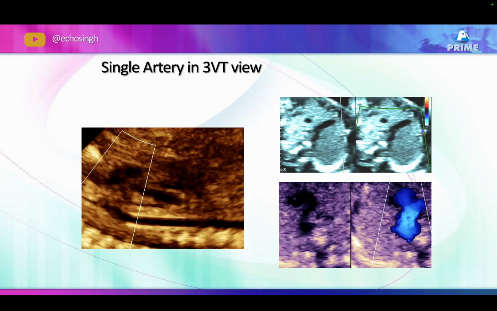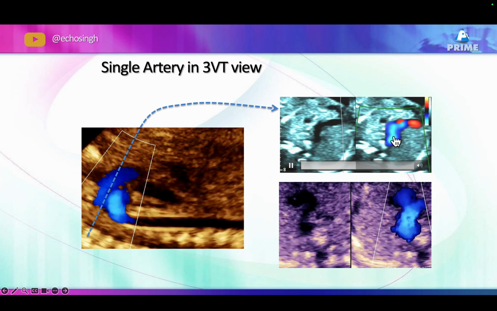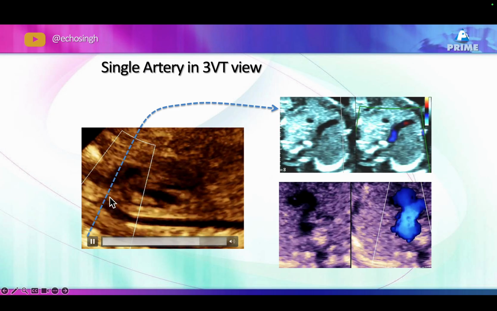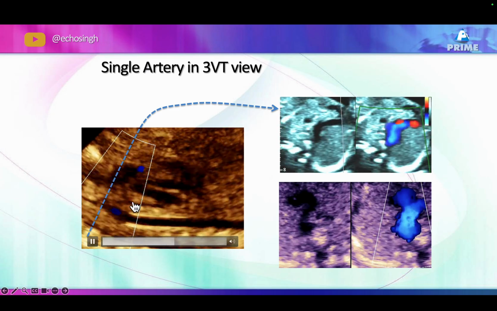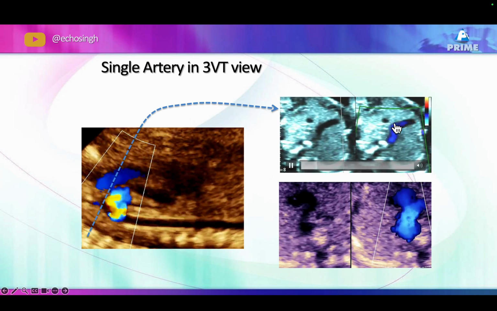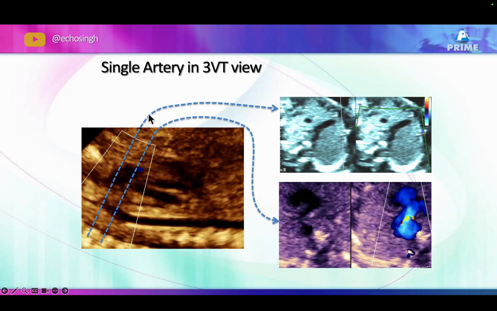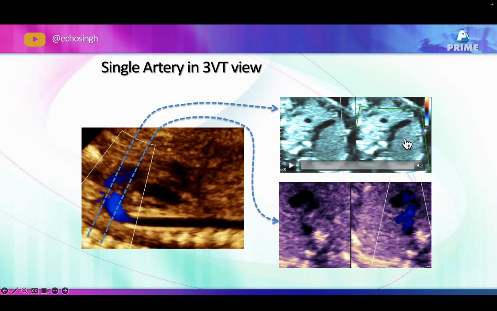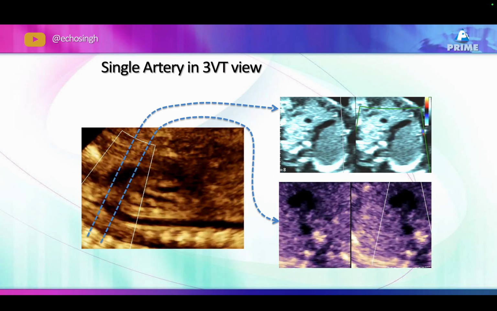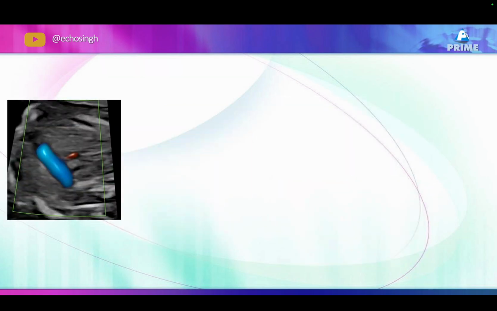Then there is a single vessel in the 3VT view, a single artery. Single artery means that this is an aorta. In TGA, the aorta and pulmonary artery lie superior and inferior, they don't cross each other. So once you have a section of your ultrasound passing through the aorta, you'll see a single vessel, you won't see the pulmonary artery. Once you have the section passing through the pulmonary artery, then you won't see an aorta, you just see a pulmonary artery. So you see a single artery in the three vessel view. That is a very important clue to the diagnosis of transposition of great arteries.